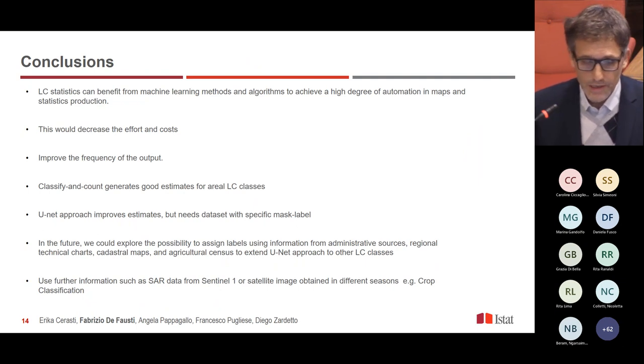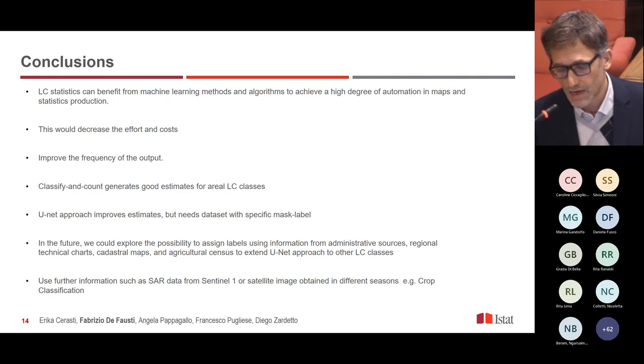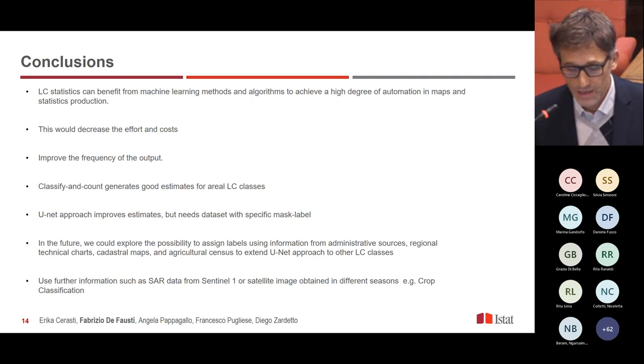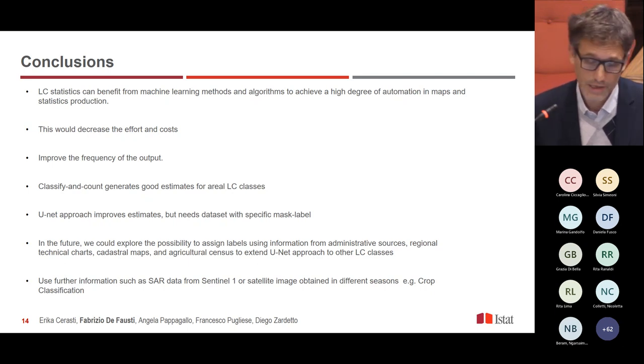So, in conclusion, land cover statistics can benefit from machine learning methods and algorithms to achieve a high degree of automation in map and statistical production. This would decrease the effort and cost and improve the frequency of the output. Classify and count generates good estimates for the land cover area classes, and the U-Net approach improves the estimate, but needs datasets with specific mask labels. In the future, we could explore the possibility to assign labels using information from administrative sources, regional technical charts, cadastral maps, and the agricultural census to extend the U-Net approach to other land cover classes.